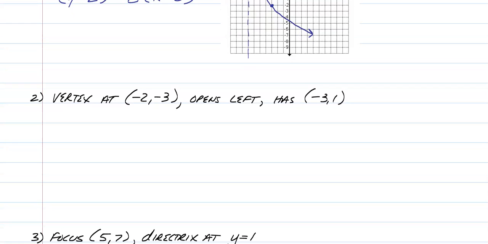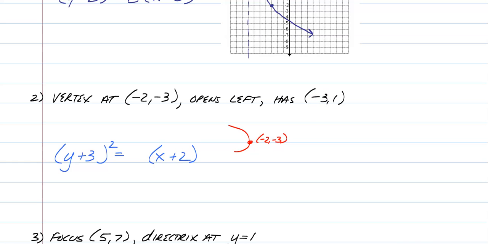Vertex is at (-2, -3), and opens left. Okay, so we're at (-2, -3). So opening left, again, that means we have a y variable that is squared. So that is going to give us a y plus 3 and an x plus 2. It also has a point (-3, 1).